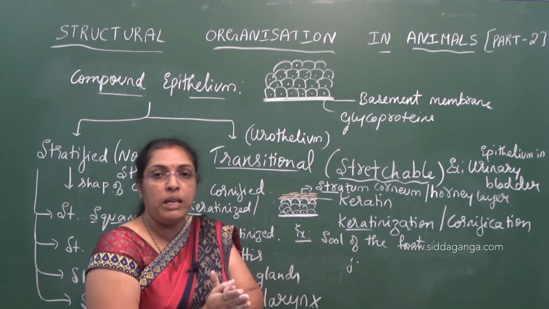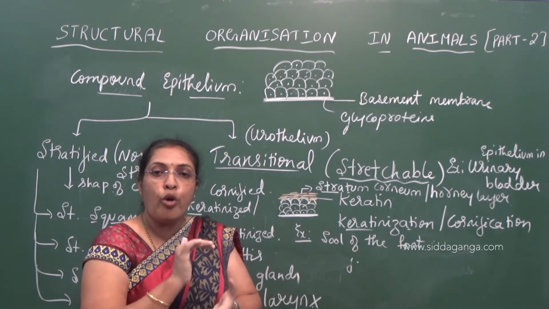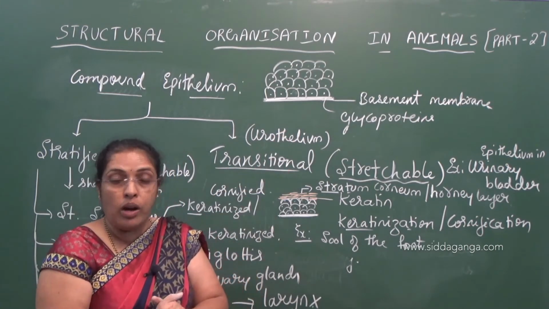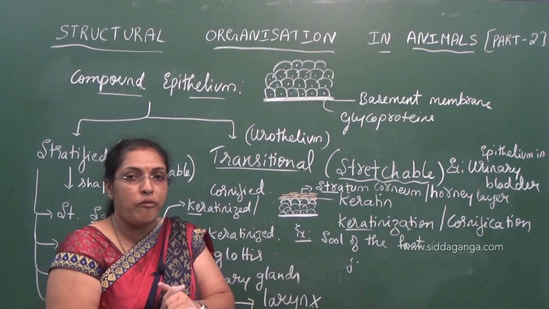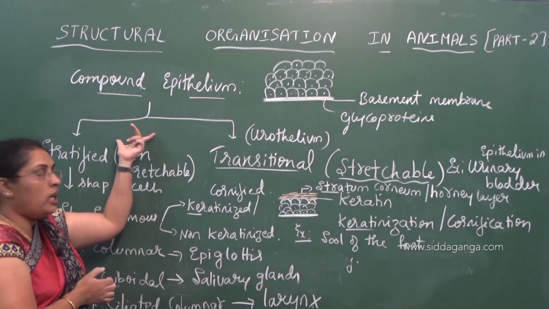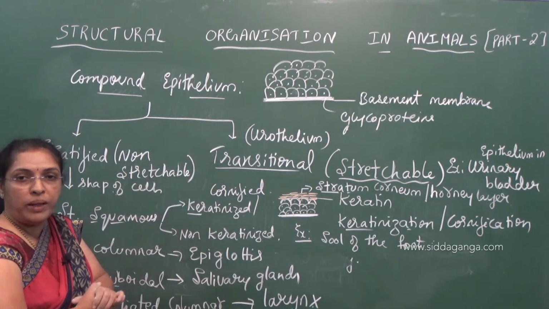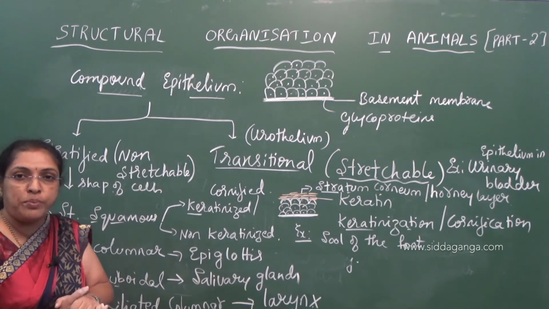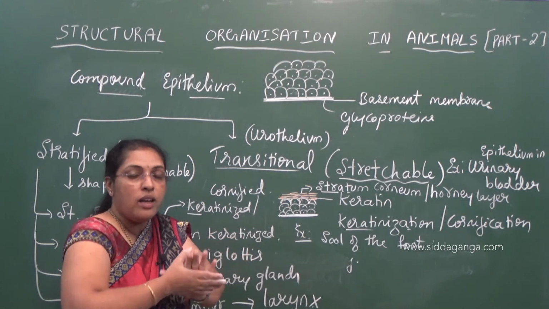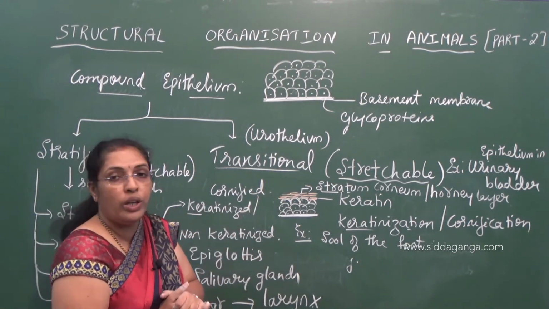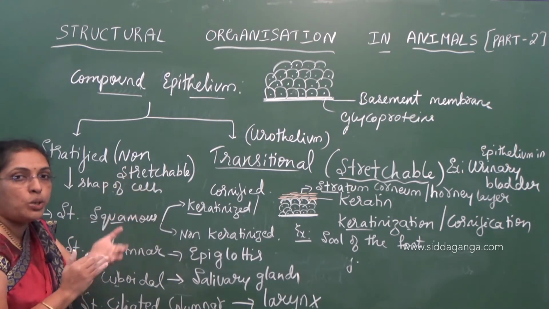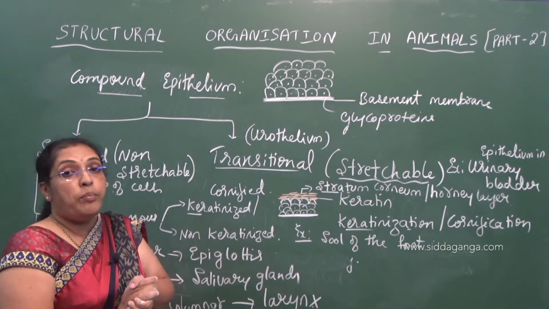Compound epithelium means that type of epithelium has two or more layers of cells lying above the basement membrane. That basement membrane is acellular, does not contain any cells. It is made up of glycoprotein which is released by epithelial cells. Compound epithelium is classified into stratified and transitional epithelium, or non-stretchable and stretchable epithelium. Transitional epithelium is able to expand or become flat based on requirement, seen in urinary bladder and in ureter.